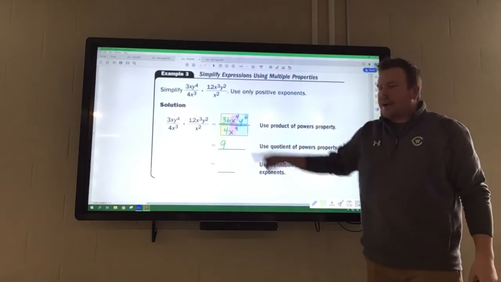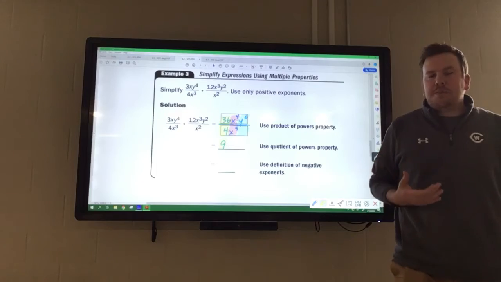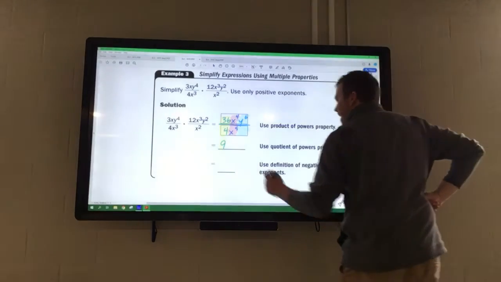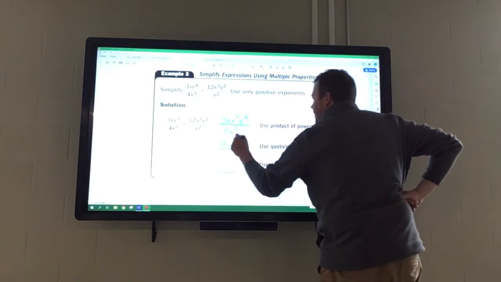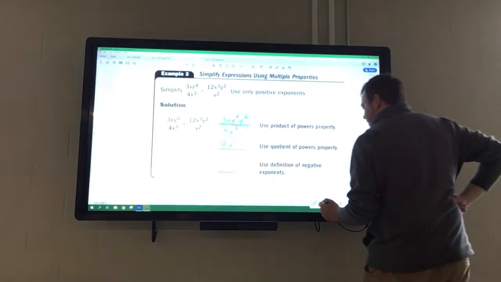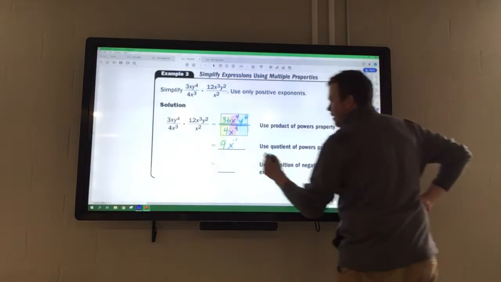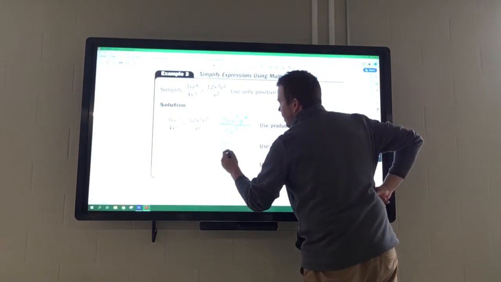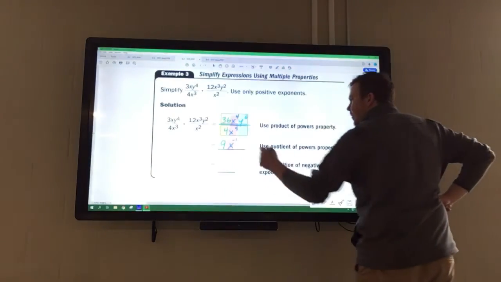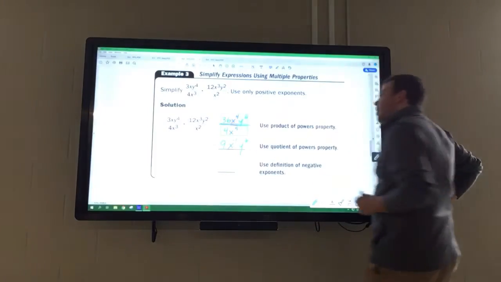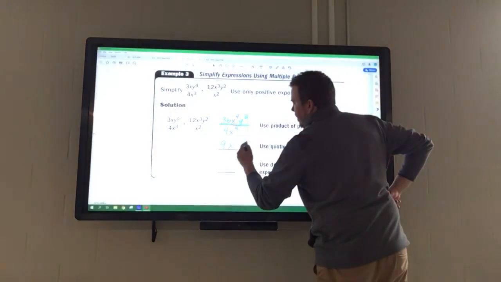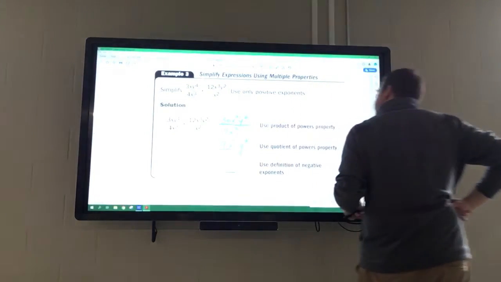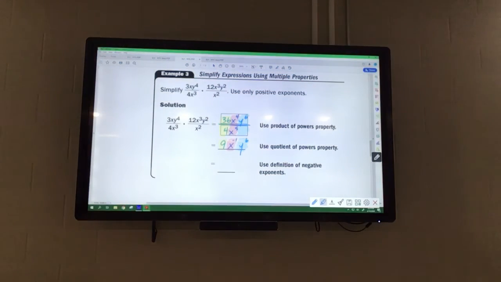X to the fourth over x to the fifth. When we divide two powers with the same base, I keep my base and I subtract the exponents. 4 minus 5 is -1. And y to the sixth over nothing else just leaves me with y to the sixth. Now, that should be our final answer, right? However, there is a problem.